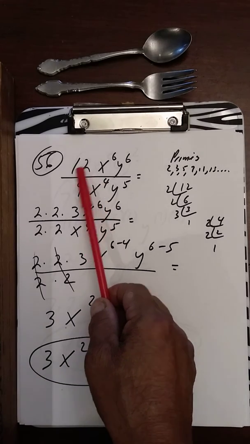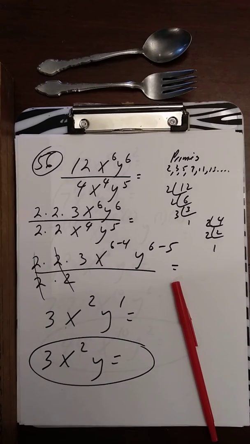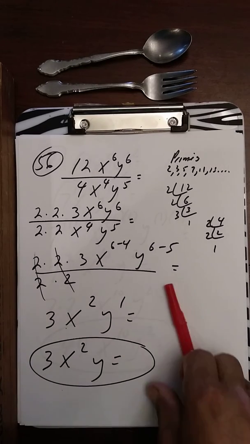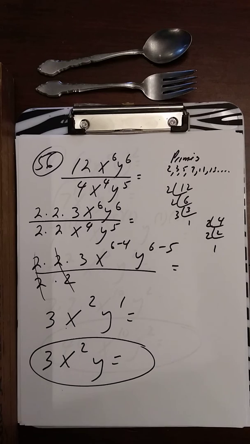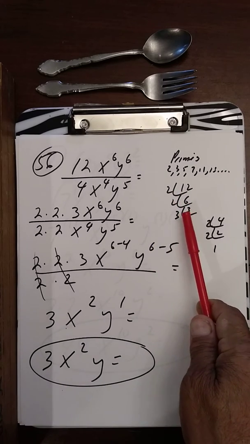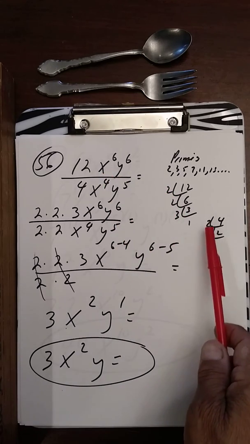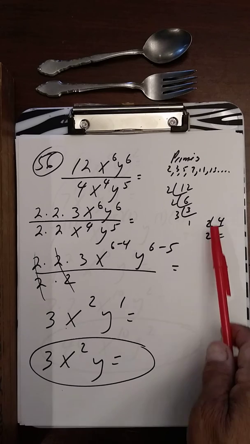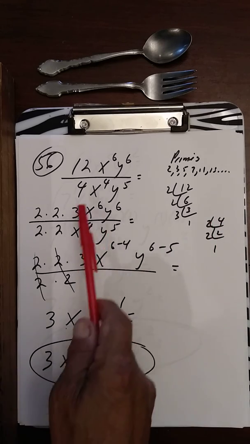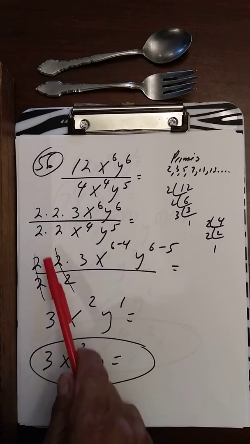This one, prime number 12. Alright, so we have 2 divides 12 is 6, 2 divides 6. So we have 2 times 2 times 3 is 12. 2 times 2 divides that, 2 divides that, 2 times 2 is 4. So now replace them. 2, 2, 3, 2, 2 times that. So now we have canceled.